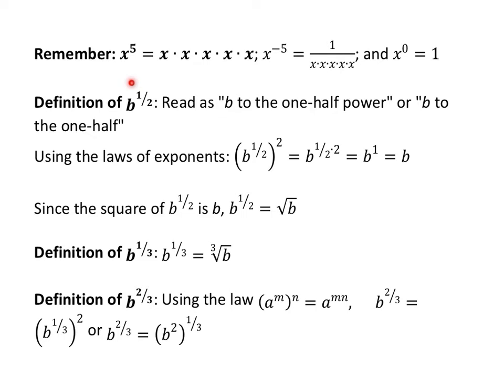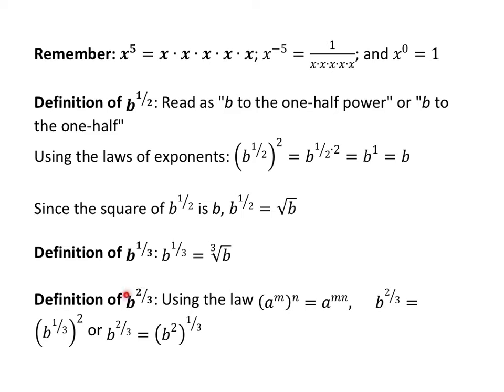So now we have this idea of some number to the 1/2 power, b to the 1/2 power, or you can just say b to the 1/2. If you use the law of exponents and you raise b to the 1/2 power and you square it, you multiply your two exponents together, which gives you b to the first, which is b. So b to the 1/2 is the same as the square root. You'll see this also if you take something to the 1/3 power, you actually get the cube root of b.